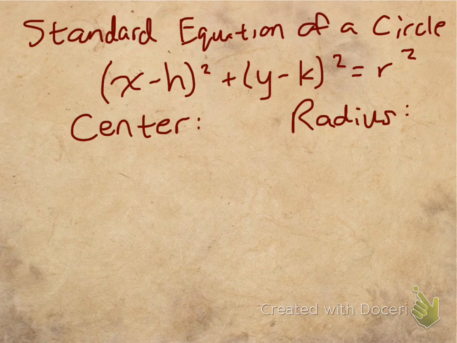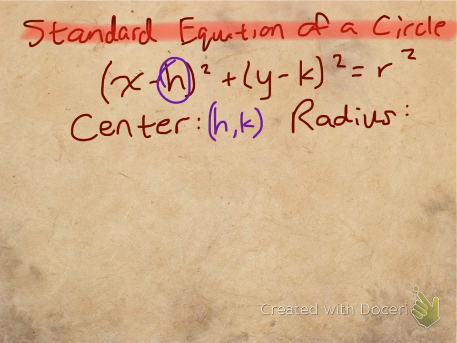The standard equation of a circle is (x - h)² + (y - k)² = r², where the center of the circle is at the coordinate (h, k), so that's where the h and the k come from, the center of your circle, and the radius is r, so that's what this r represents.